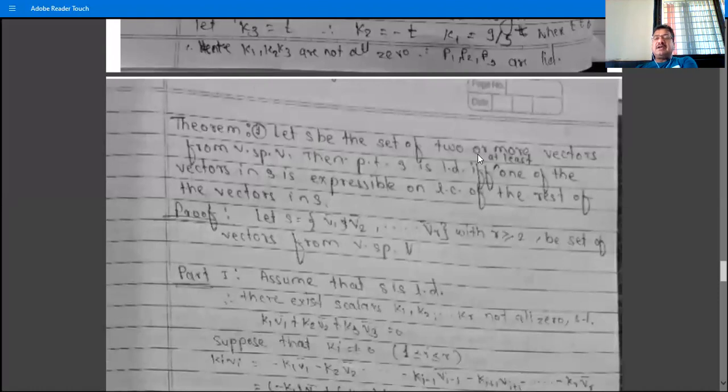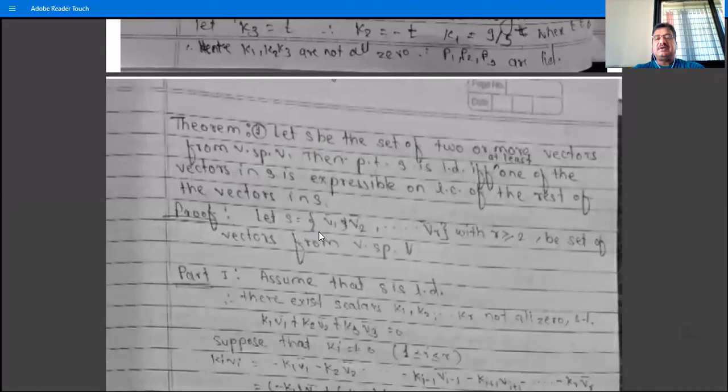Let S be the set of two or more vectors from the vector space V. Then prove that S is linearly dependent if and only if at least one of the vectors in S is expressible as a linear combination of the rest of the vectors in S. So this is an if and only if type theorem, so we have to prove this theorem in two parts.